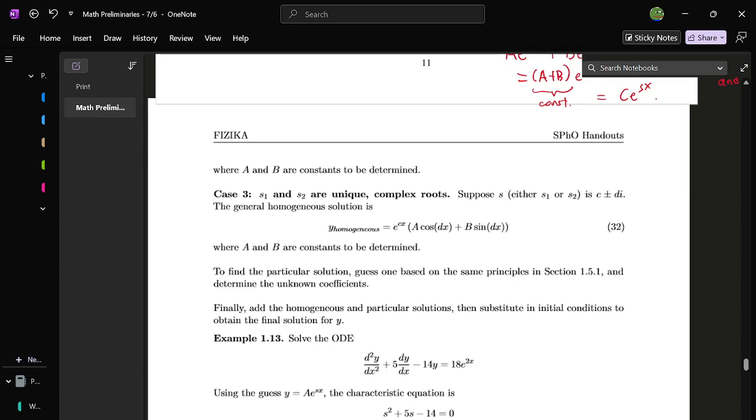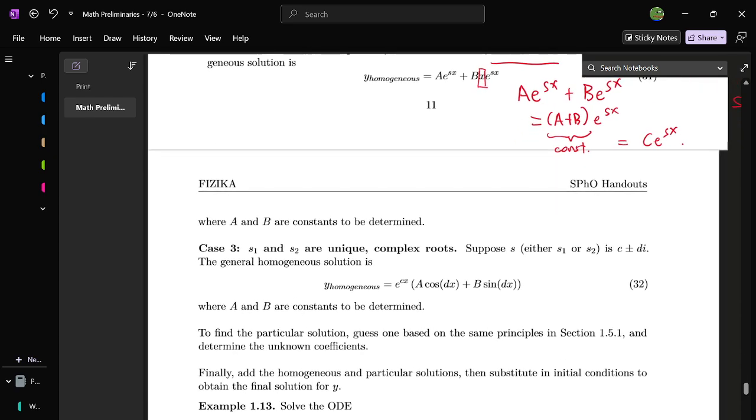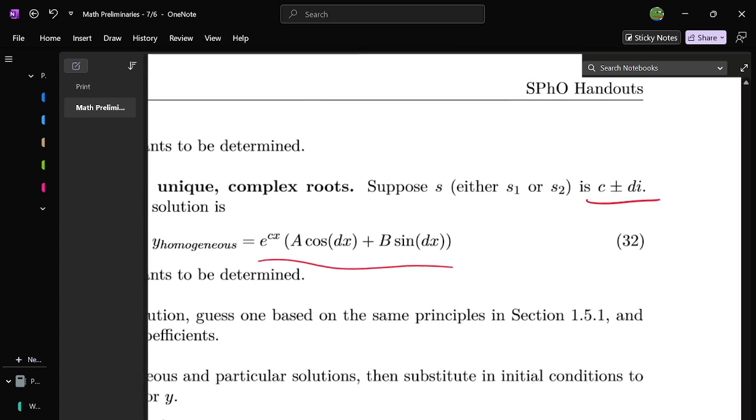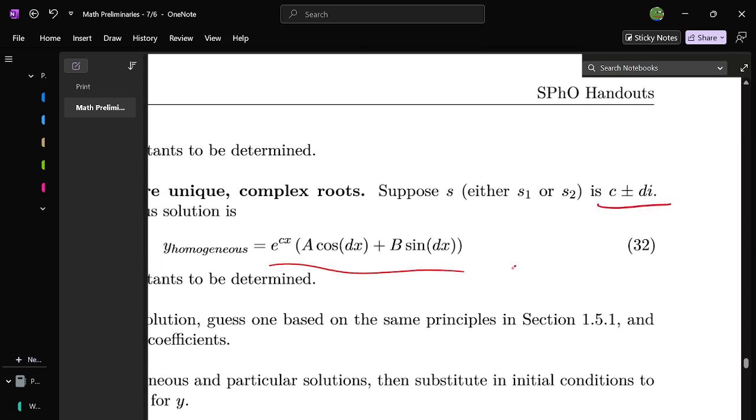Your last case here is for complex roots. So let's say your S is c plus ti, then your general homogeneous solution instead is given by this form, where you have your cosine and sine come in. This can be shown using what we call Euler's identity, which we should have seen.